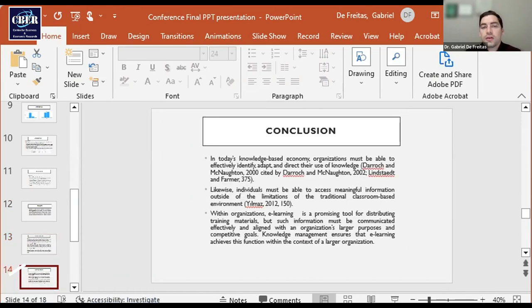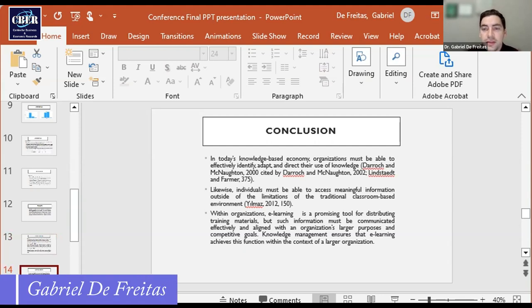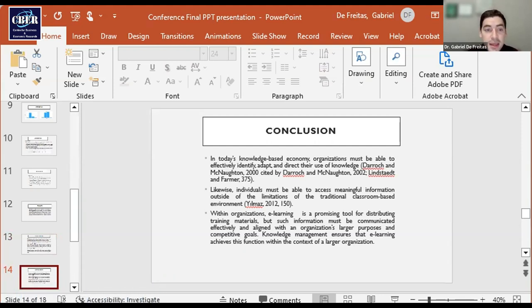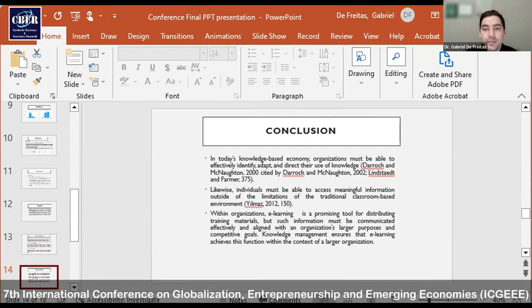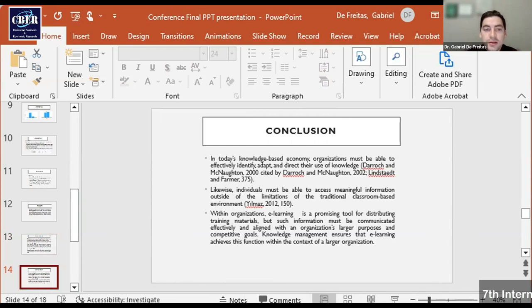In today's knowledge-based economy, organizations must be able to effectively identify, adapt, and direct their use of knowledge. Likewise, individuals must be able to access meaningful information outside of the limitations of the traditional classroom-based environment. Within organizations, e-learning is a promising tool for distributing training material, but such information must be communicated effectively and aligned with an organization's larger purposes and competitive goals. Knowledge management ensures that e-learning achieves this function within the context of a larger organization.